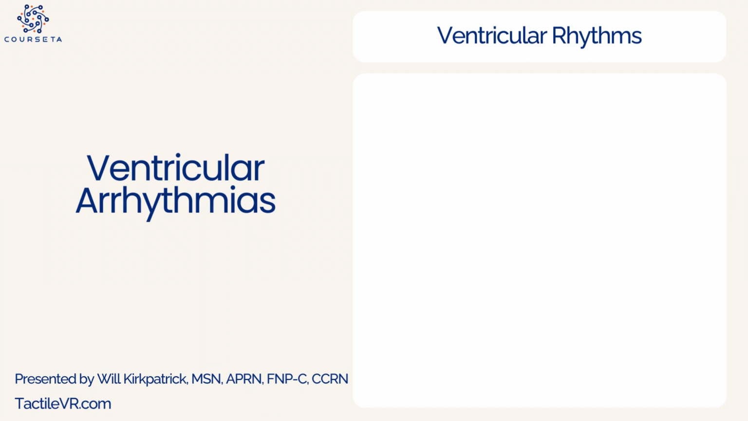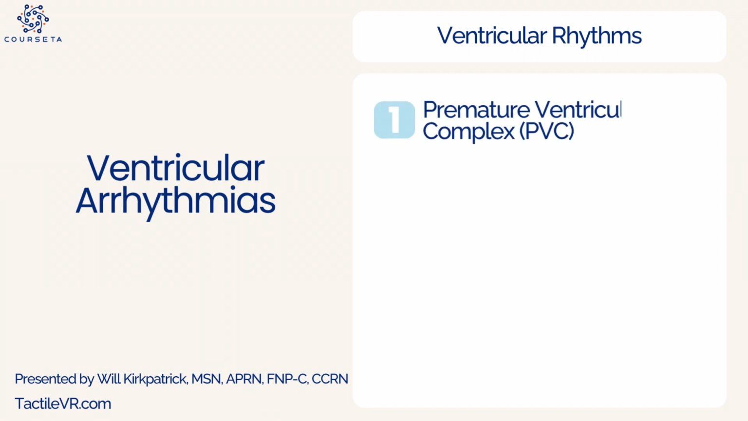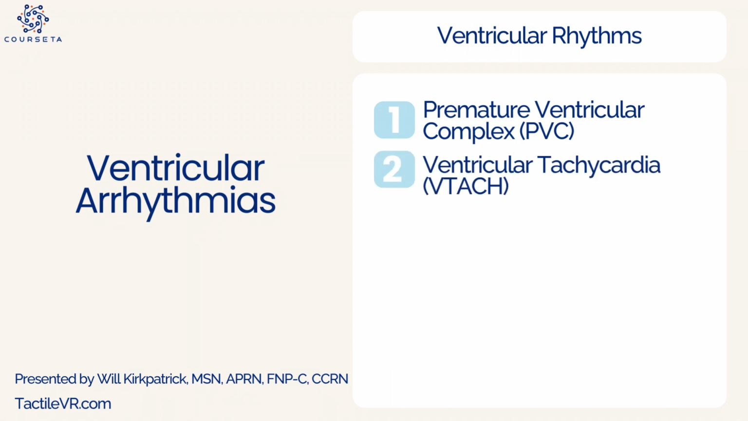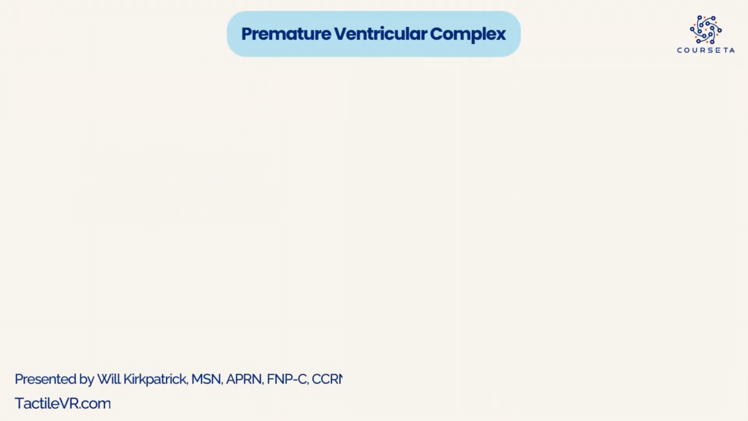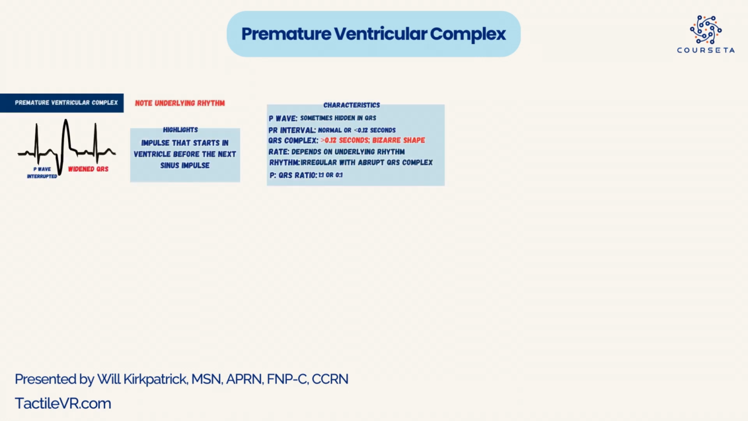So your options with ventricular rhythms are premature ventricular complex, so PVC, ventricular tachycardia, ventricular fibrillation, and then idioventricular rhythm. The highlight of a premature ventricular complex is that it is a spontaneous and random impulse that starts in the ventricle before the next sinus impulse. It's a widened QRS complex that just interrupts the underlying rhythm.